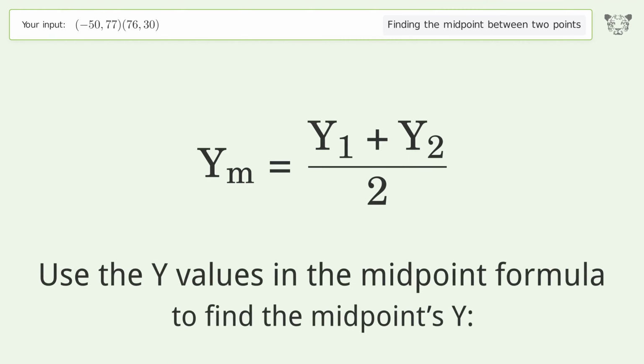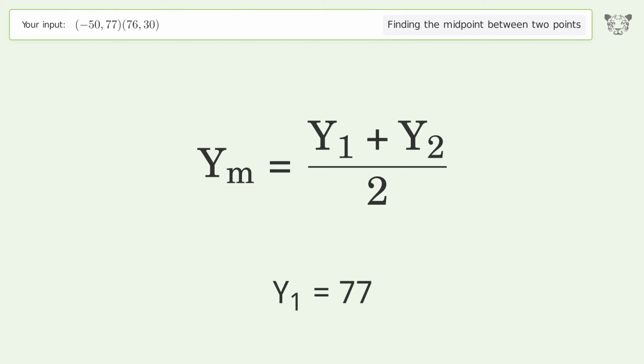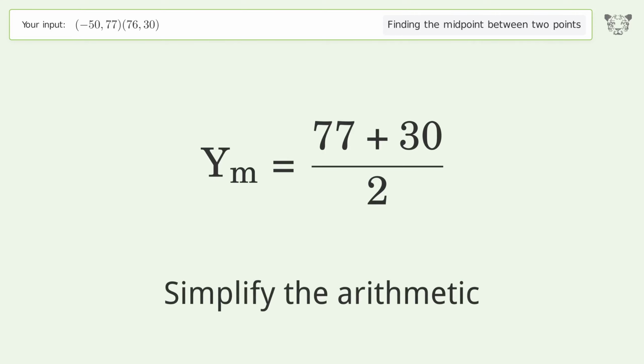Use the y values in the midpoint formula to find the midpoint's y. y1 equals 77. y2 equals 30. Simplify the arithmetic.